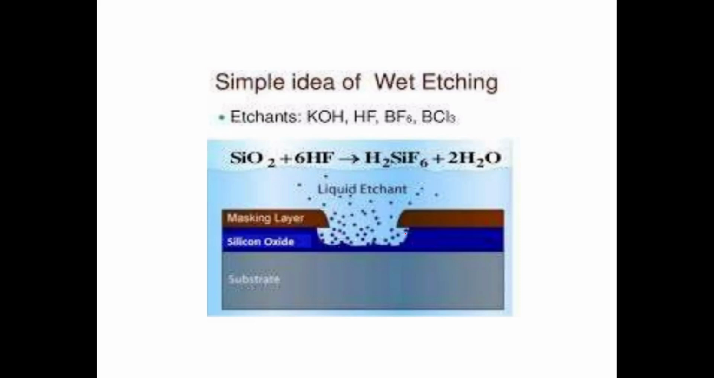So this is the simple idea of wet etching. Etchants can be KOH, HF, BF6, BCl3. So we use HF to remove the silicon layer. The masking layer is there, the liquid etchant will attack, and the window will be opened in that case.